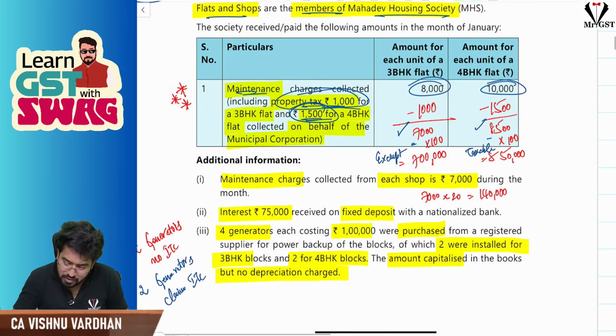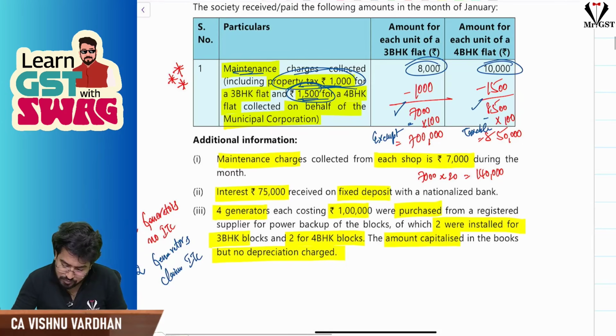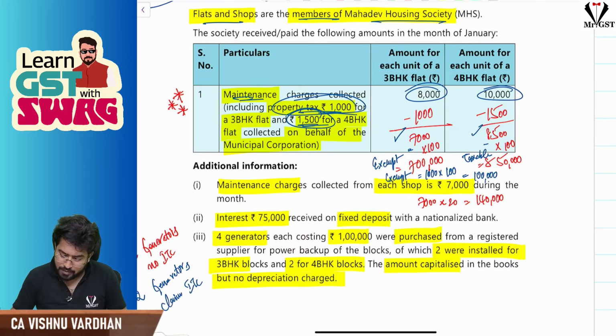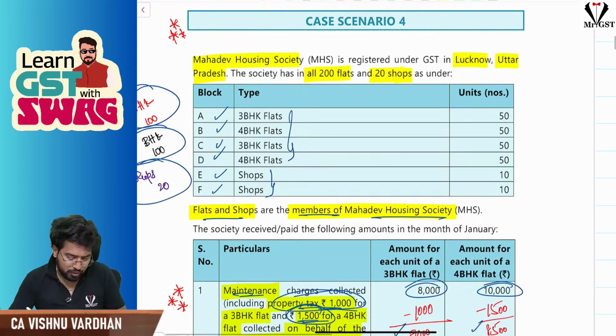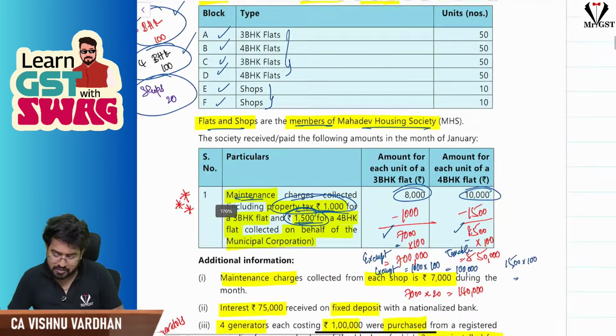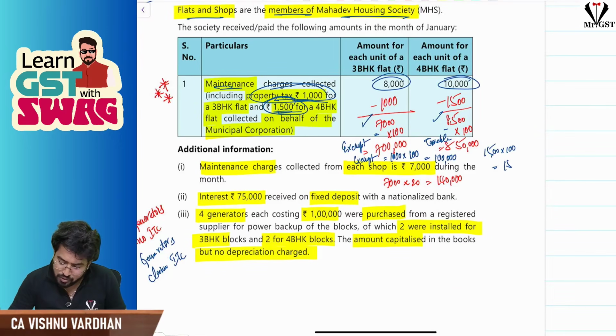So if you see this 1,000 rupees into 100 flats is exempt here. Are you understanding the point? This 1,000 rupees into 100, so what is that amounting to? 1 lakh. And again here, 1,500 into 100 flats. I already told you there are 100 flats of 3 BHK and 100 flats of 4 BHK. So this also amounts to 1,50,000.